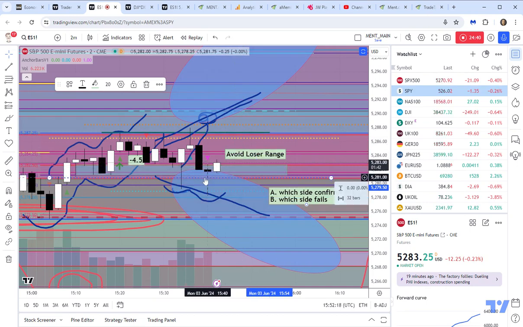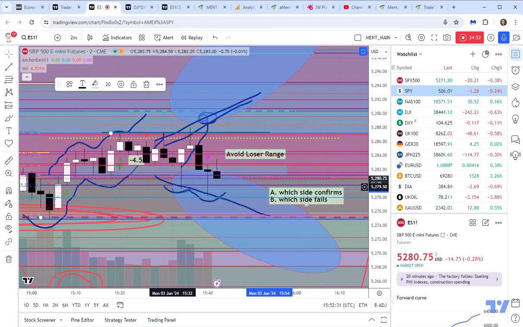Okay, we're back inside the avoid loser range area. Boy, what a great example. So we don't do anything. We're not trading this. This is choppy. Can you pick a direction? I could, but it would be a guess. I need to see confirmation, and it may come in a very big bar.